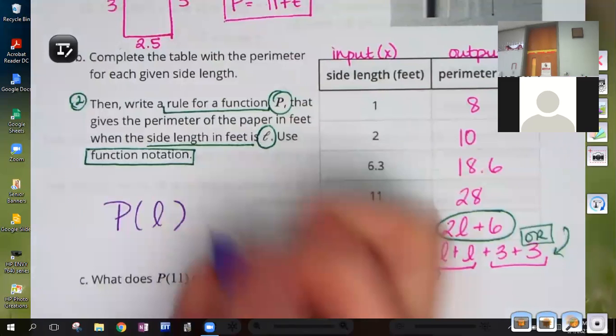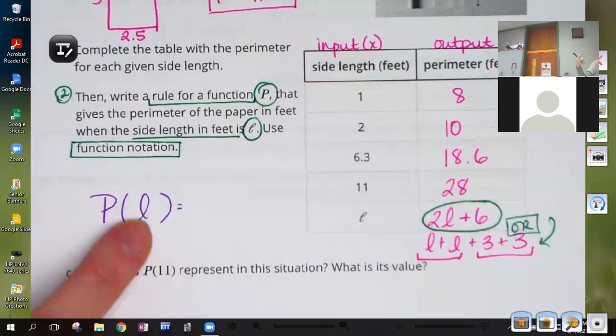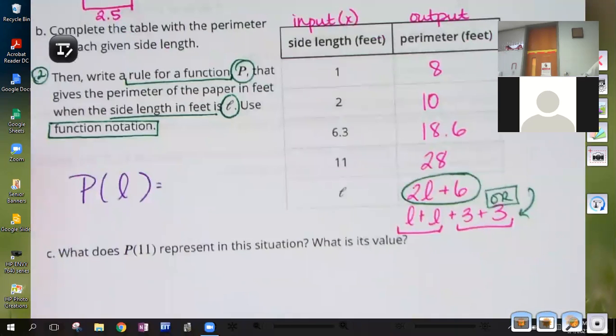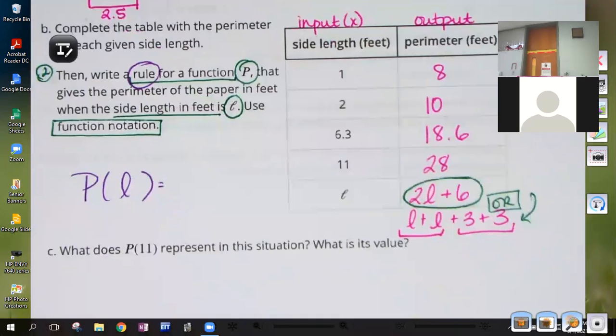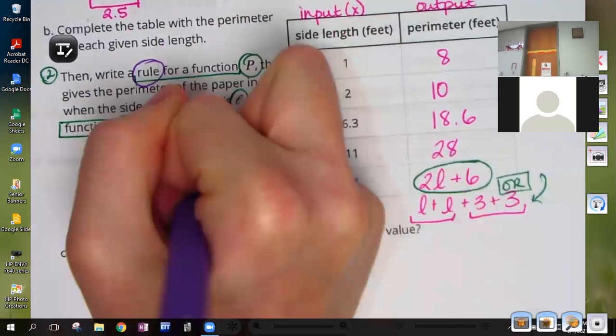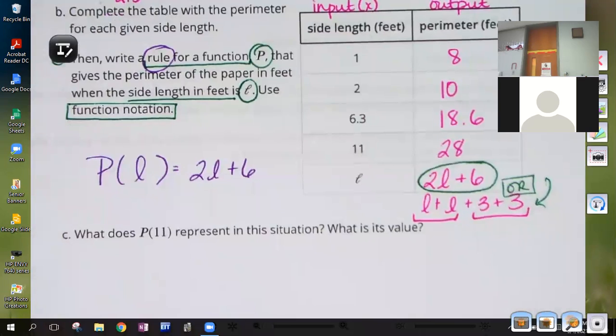Okay, now we set it all equal to our output. So what did we do to our input every single time to produce our output? What was the rule that we used? Times 2 plus 6. So we just set it all equal to our output rule. So once again, you produced another table and you produced the rule yourself. Good job.